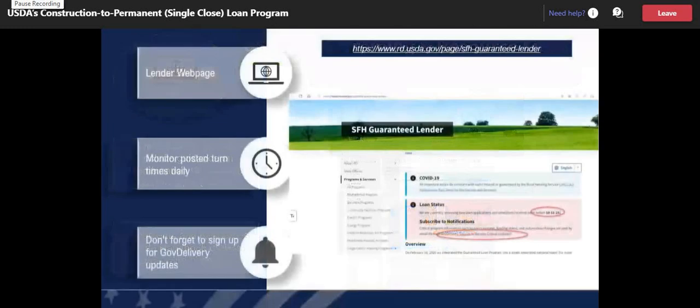All right. So here is our lender page that gives our turn times. You can come to this lender page, the link right here, and it'll show the turn times. And don't pay attention to the particular date here. This is old, but it'll show you the day that we're working on files that we received on a particular day. And while you're there, if you're not already signed up to receive USDA updates in your inbox by email each day, you can sign up right there to stay up and current on USDA changes.